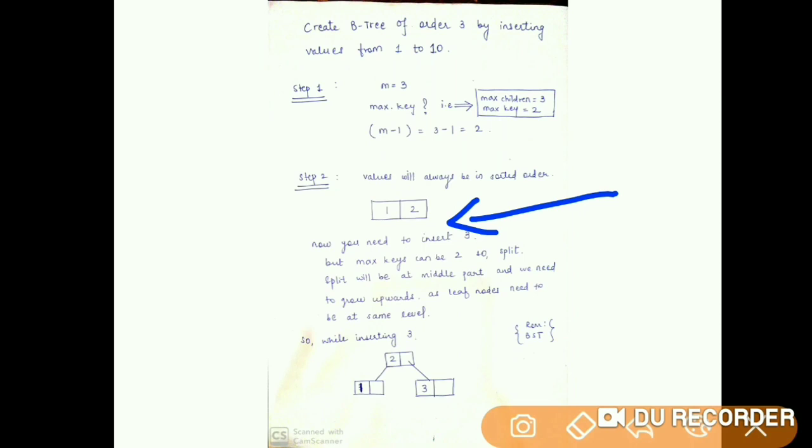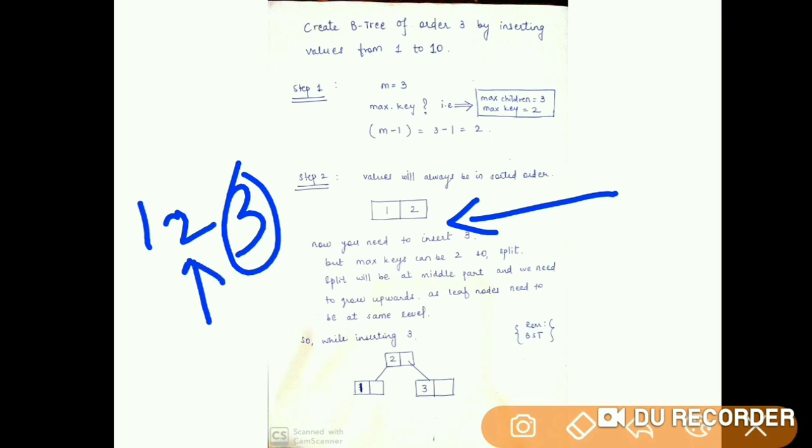Now, we are ready to insert 3. But the maximum key size is 2. So what is the solution? The solution is to split. And that split will be in the middle. If you observe what I am writing, 1, 2 and 3. But 3 we cannot add because it will overflow. So we are going to split at 2. Why 2? We have to split in the middle, that is the rule. Whatever you split should go upward, like 2, and then 1 and 3.